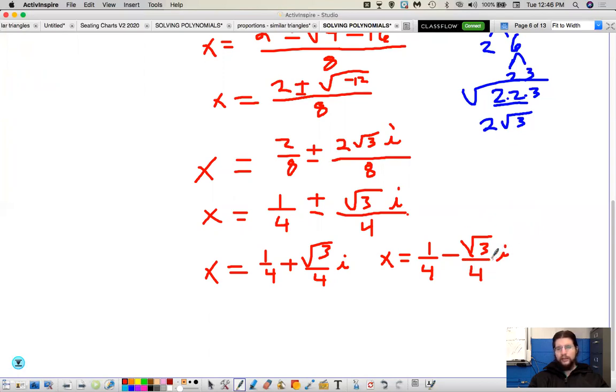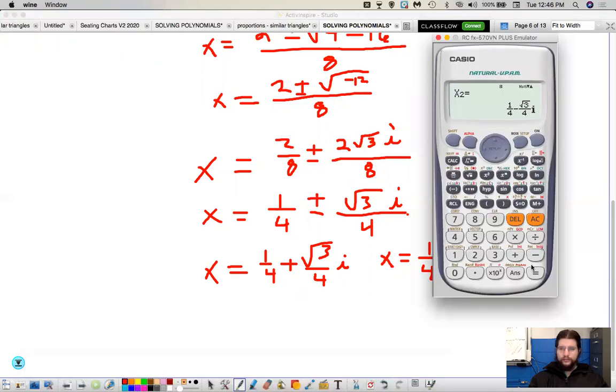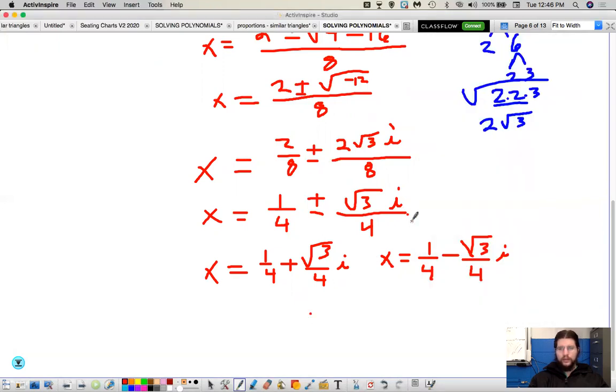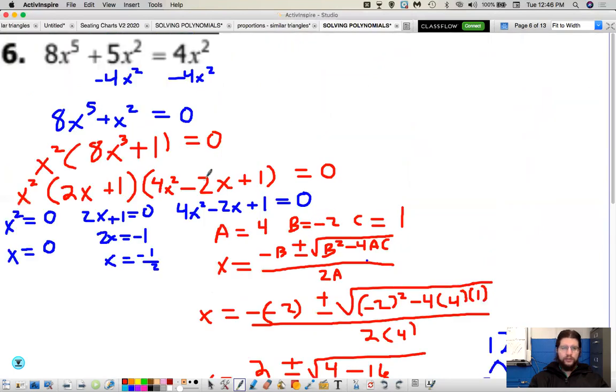You can either write the i in the middle or in the numerator. Do not write it underneath the radical. Do not write it in the denominator. If you do either one of those things, I'm marking it wrong. And that's what we have here. Plus and its conjugate. There we go. So our answers would be those two things, 0 and -1/2. 0 has a multiplicity of 2, so we have 1, 2, 3, 4, 5 answers, which is what we should have.